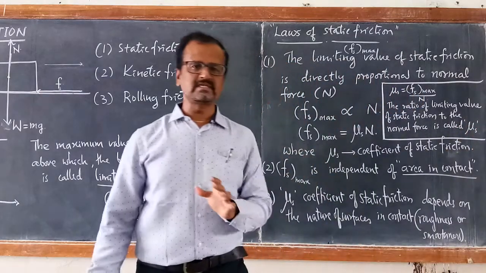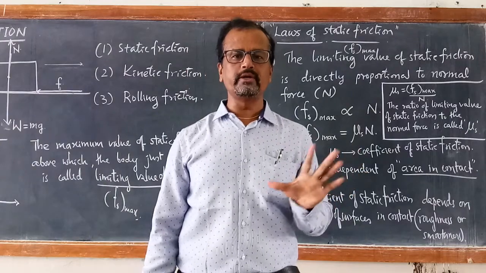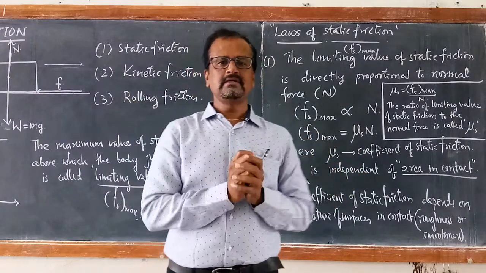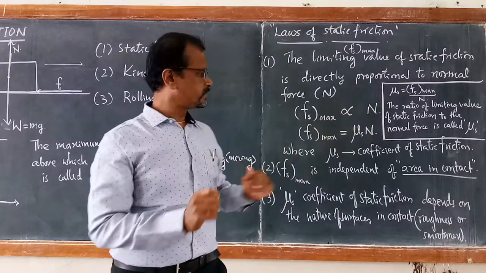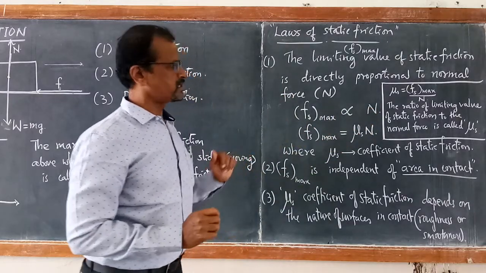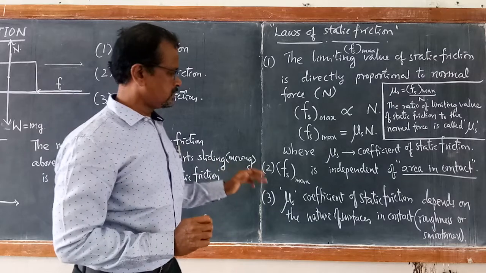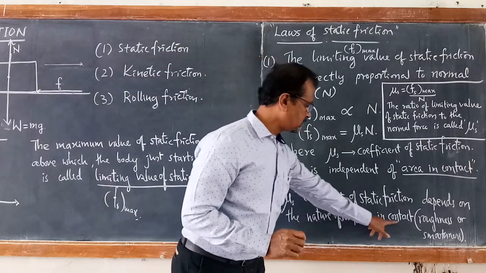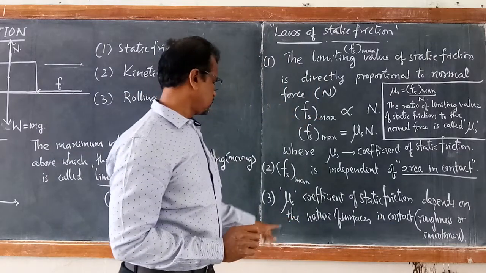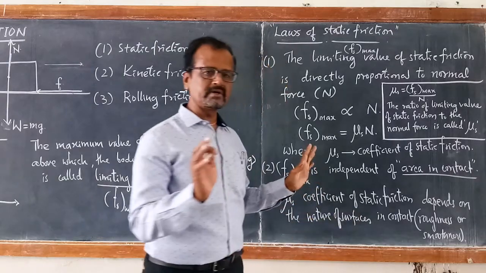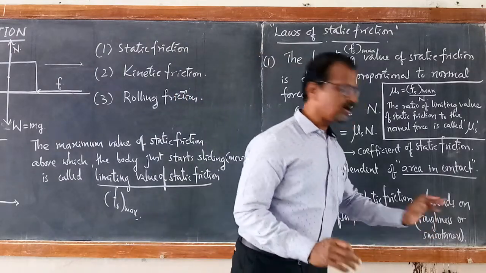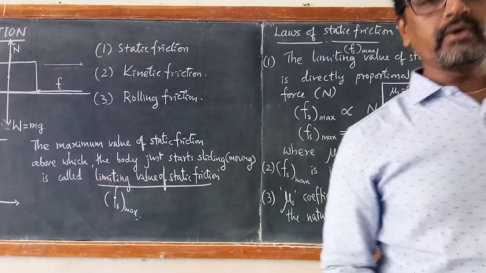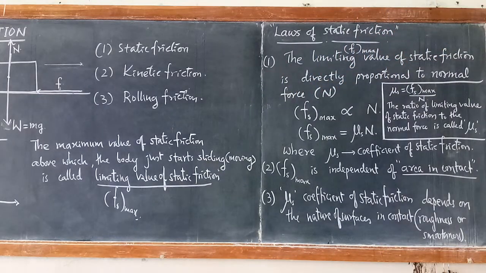For smooth surfaces, the Mus values are low. For very rough surfaces, the Mus value is high. That is the meaning of coefficient of static friction, and its dependence. It depends on the nature of the surface. It does not depend on area. It depends on the nature of surfaces, how rough it is, how smooth it is. Now we will learn something about kinetic friction.